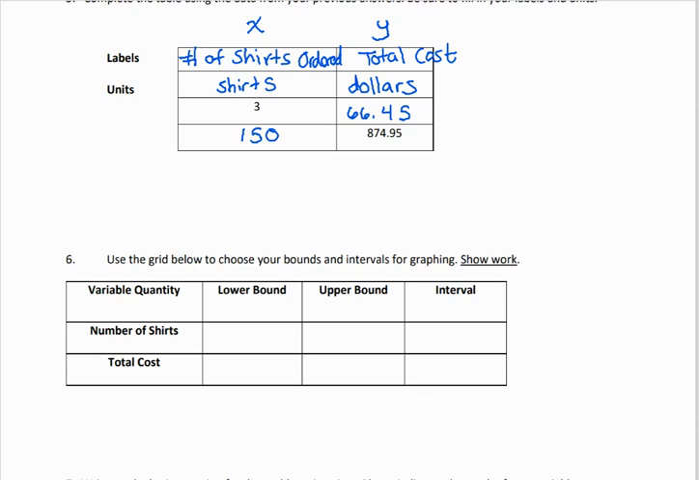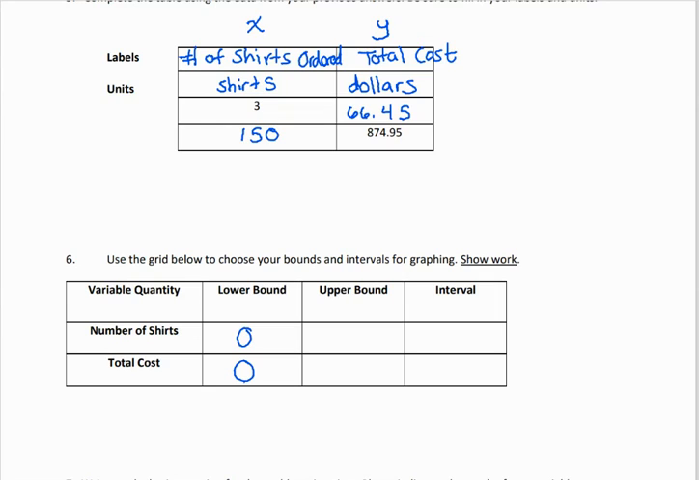All right. So not many pieces of data here, but enough to use for figuring out my bounds and intervals. Lower bound, everybody, is 0. And here's a little hint too, guys. You can double check that you did your chart right because look at the labels that they put here. Number of shirts. Look, that's what we said for X. Total cost. That's what we said for Y. So we did a good job.